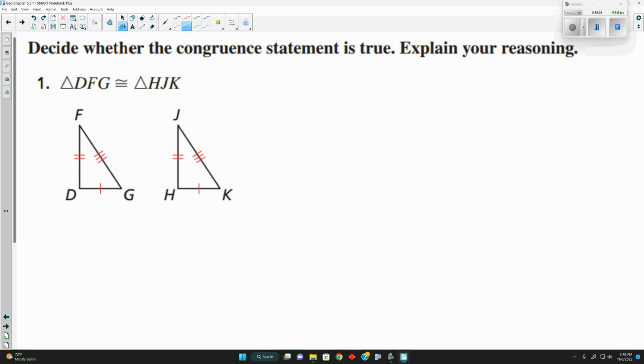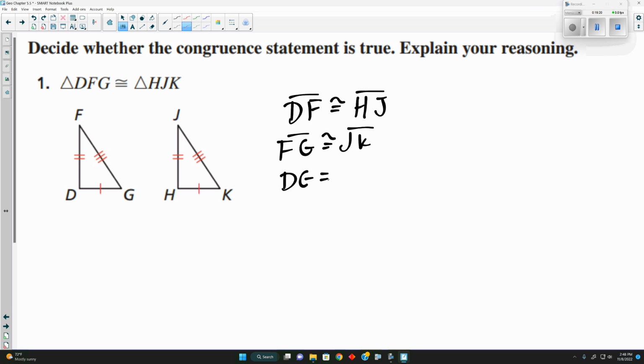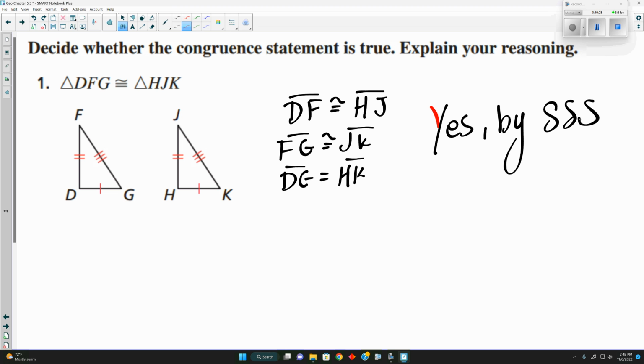Do we have enough information with the triangles? Yeah. So DF is congruent to HJ. We have that. FG is congruent to JK, and DG to HK. So yes, by side, side, side. SSS. Questions on this here? We ready for the next one?